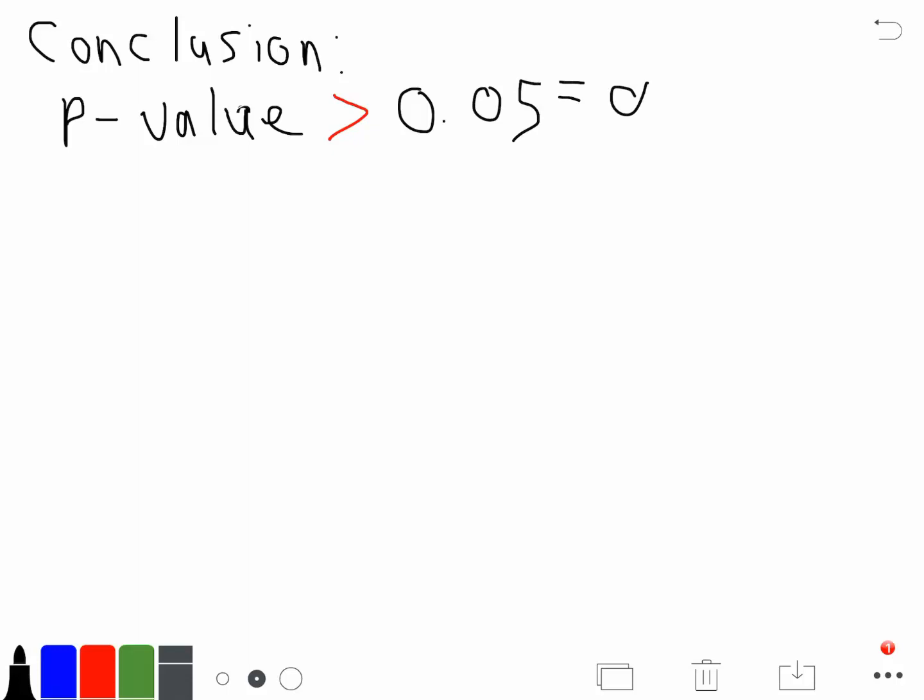Now with our p-value, we might not know the exact value of it, but we don't need it. We know it's somewhere between 0.2 and 1, which means it must obviously be what? Well, it has to be greater than 0.05, which is alpha. And if the p-value is greater than alpha, then we will fail to reject H0.